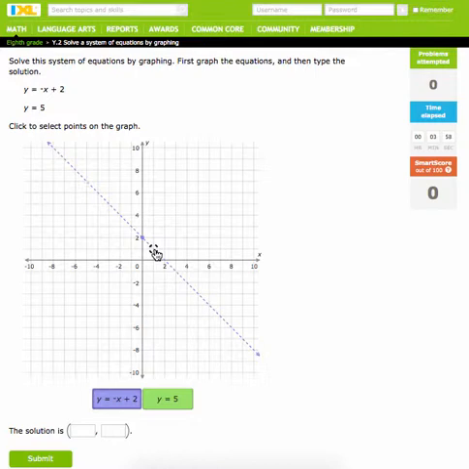And the dotted purple line will show up, and if I click it, it'll drop a point there, and now I have successfully graphed y equals negative x plus 2. Then I need to graph y equals 5. So I click on the green box. I'm now going to be putting down green points and a green line for y equals 5.